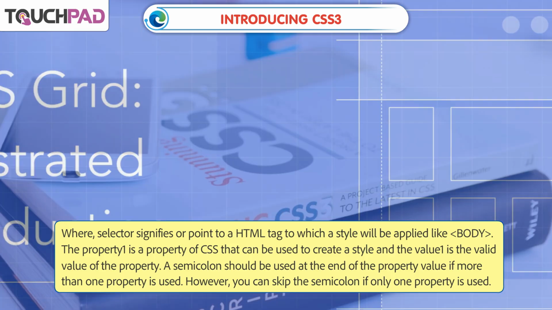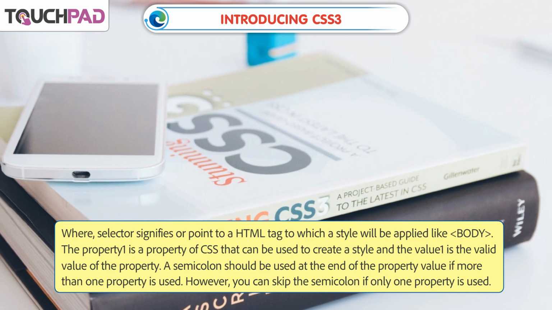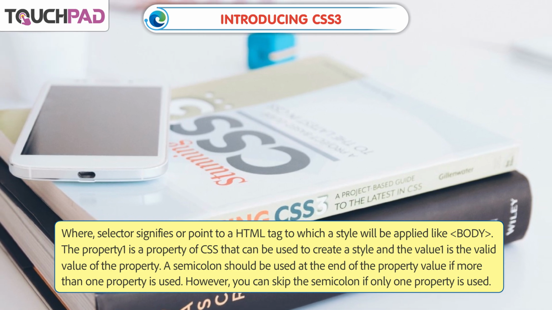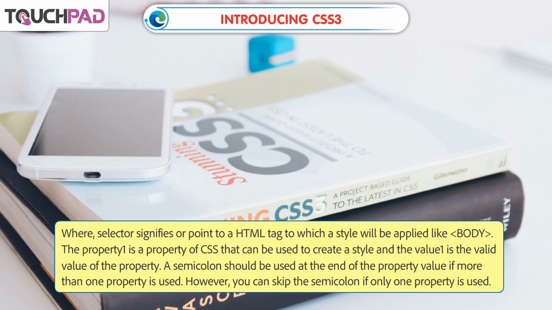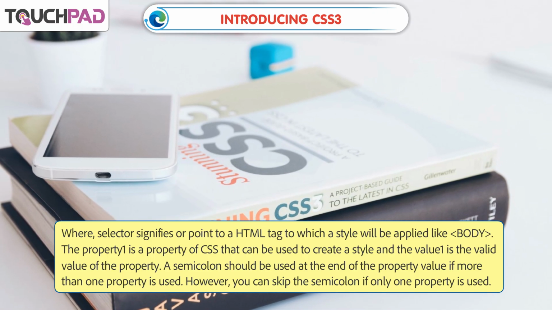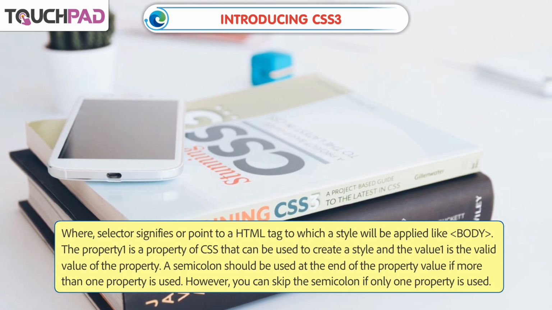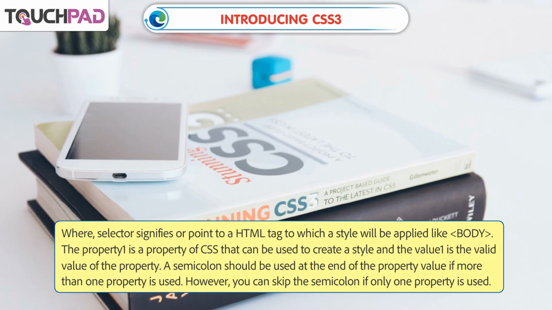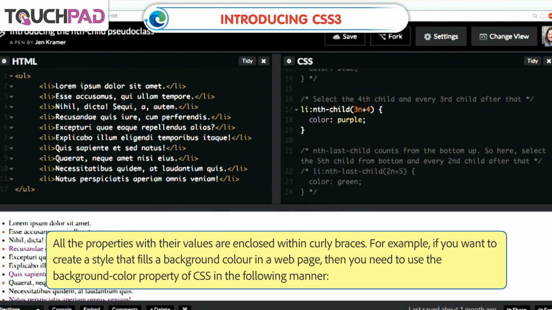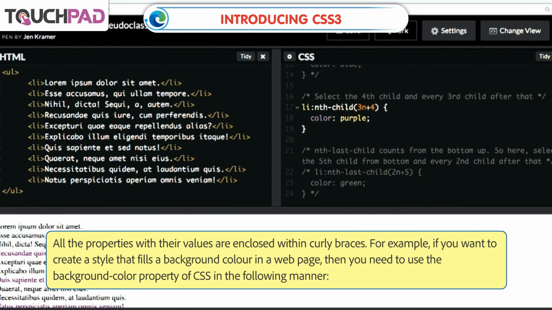The property 1 is a property of CSS that can be used to create a style, and the value 1 is the valid value of the property. A semicolon should be used at the end of the property value if more than one property is used. However, you can skip the semicolon if only one property is used. All the properties with their values are enclosed within curly braces.